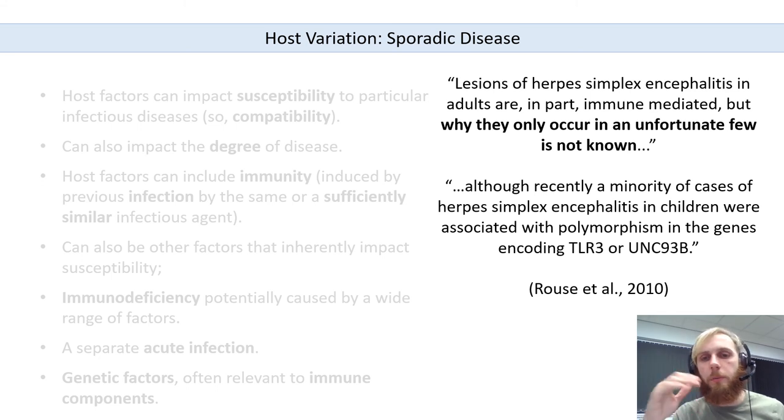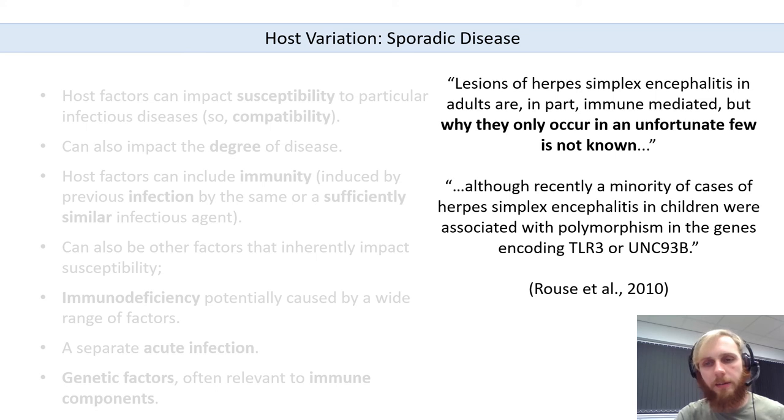Another example we have here is herpes simplex encephalitis. Herpes simplex is a herpes virus. It can sometimes cause encephalitis, which is fundamentally infection and inflammation of the brain. It occurs in a minority of people. We don't actually know exactly why. So again, there must be some host variation. We just haven't exactly identified what that host variation is.